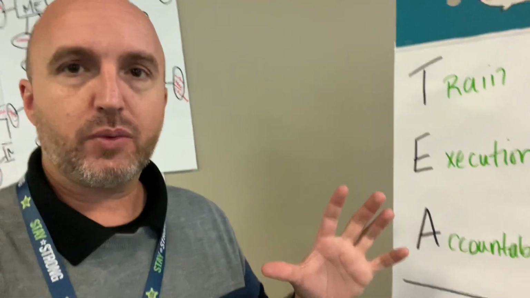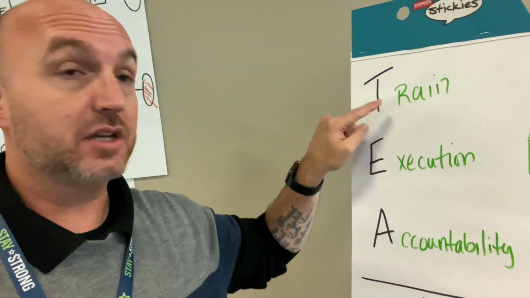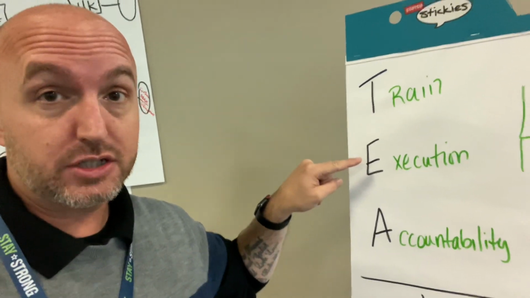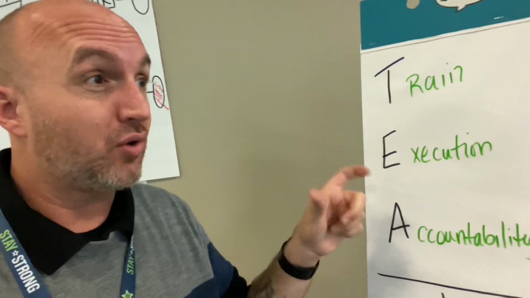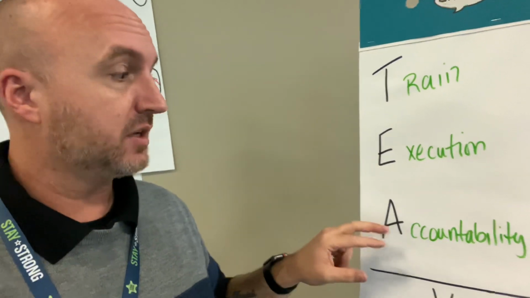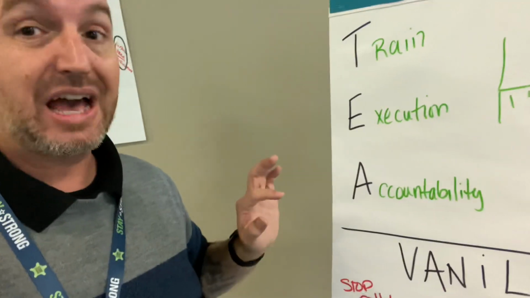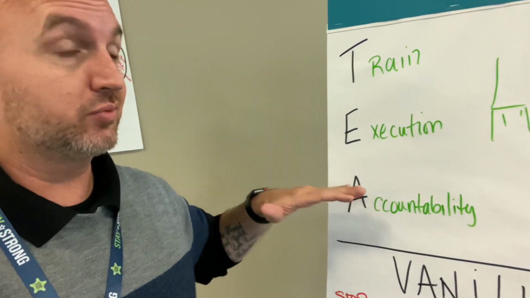You need to evaluate the associate. Are they having a training issue? Did you train them correctly? Are they having an execution issue? Is there some problem with executing the expectation? Or is it an accountability issue? Are they really just being defiant?